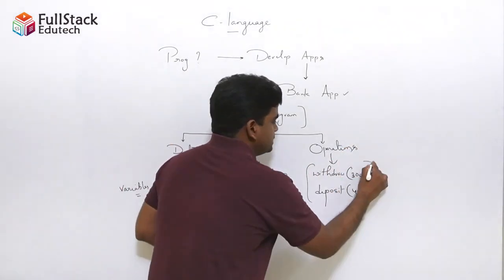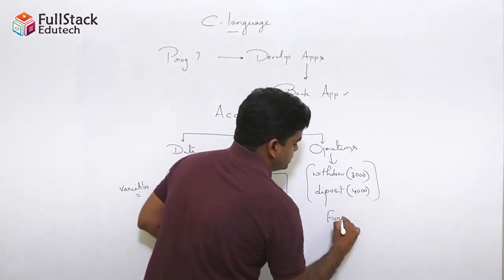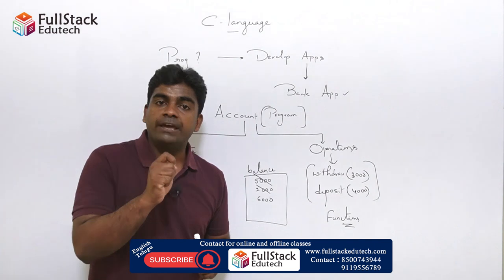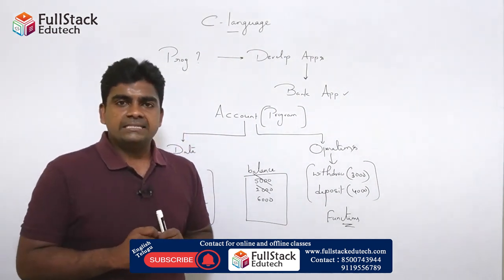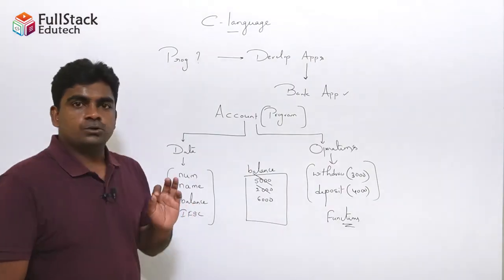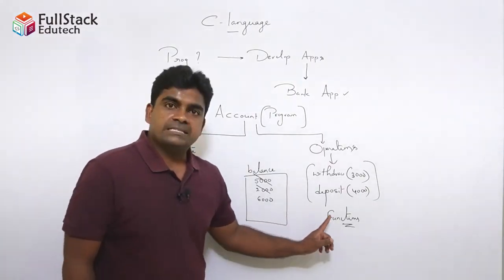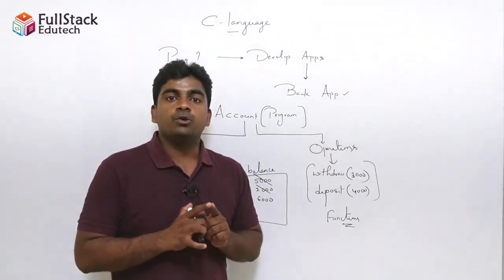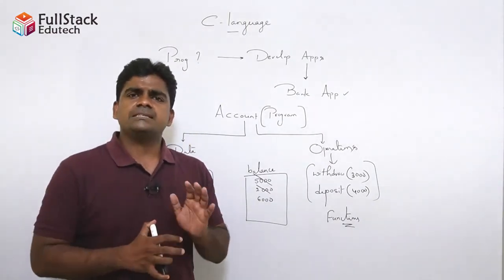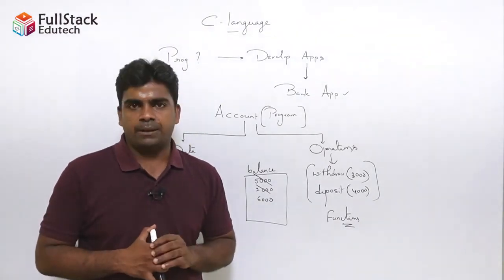Technically, operations are called functions. So every program consists of two things. First one, variables to store the information. Second one, functions to perform operations on the information. So this is the simple introduction to C programming.